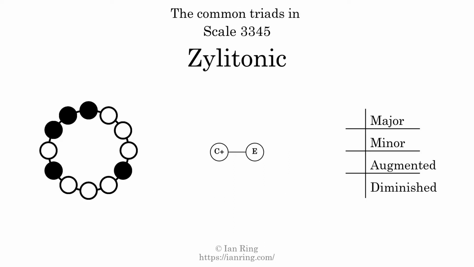1101000100001. Here are the common triads present in this scale. The diagram in the center is a graph of parsimonious voice leading between triads. There is one major triad. There are no minor triads. There is one augmented triad. There are no diminished triads. Here is a Hamiltonian path of parsimonious voice leading that uses all the triads.